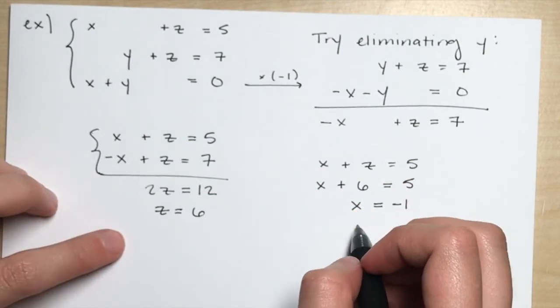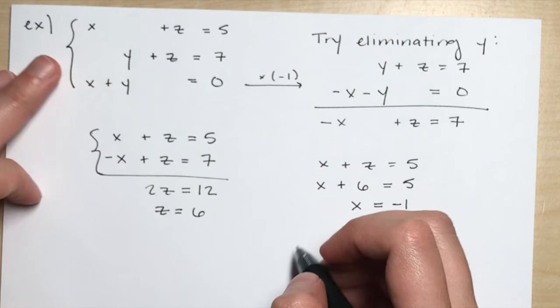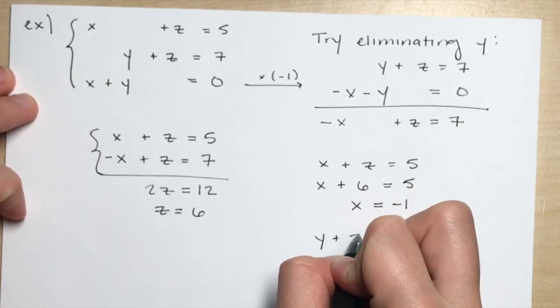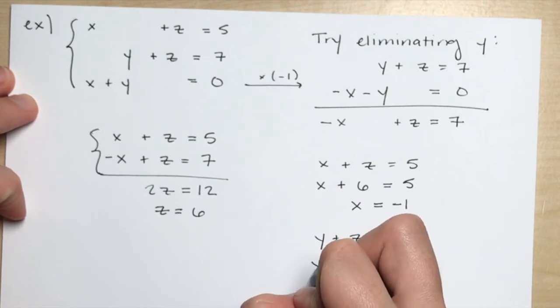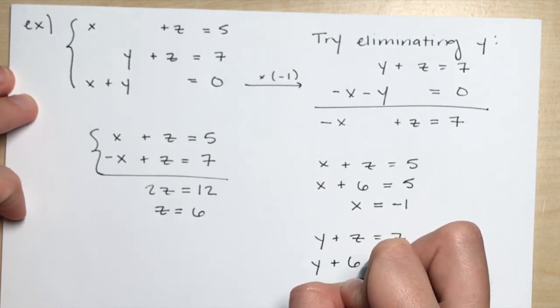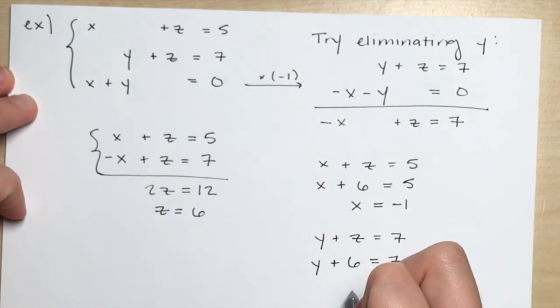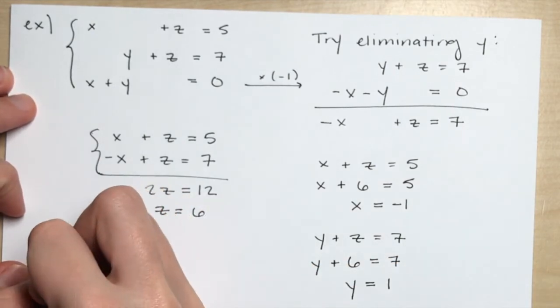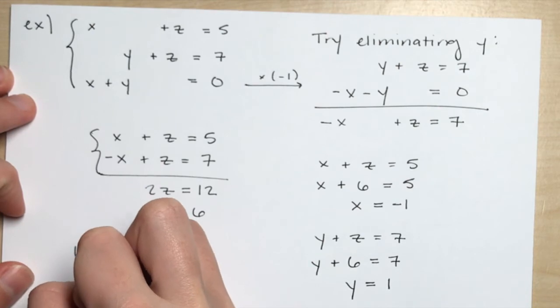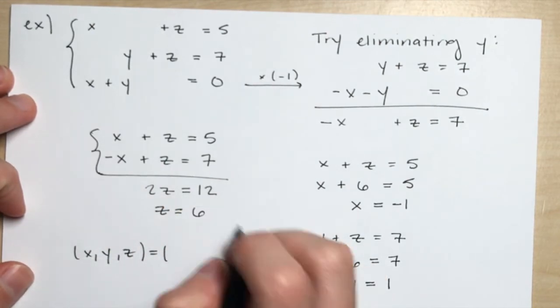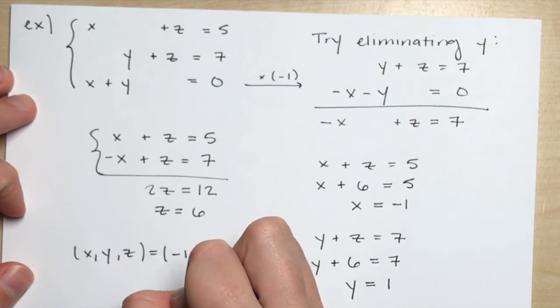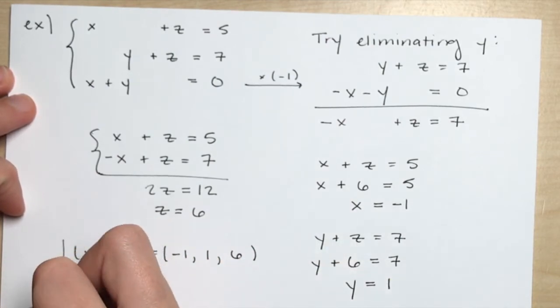Let's use z again. So we know that y plus z is 7, and again we know that z is 6, so we know that y is positive 1. So the solution here is x, y, z equals negative 1, positive 1, and 6.